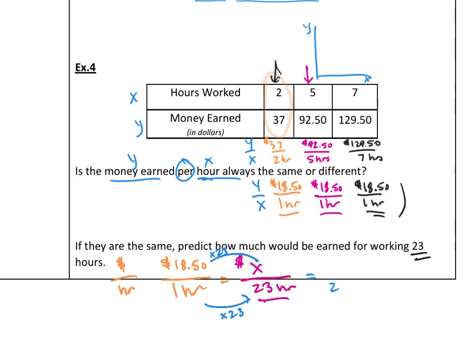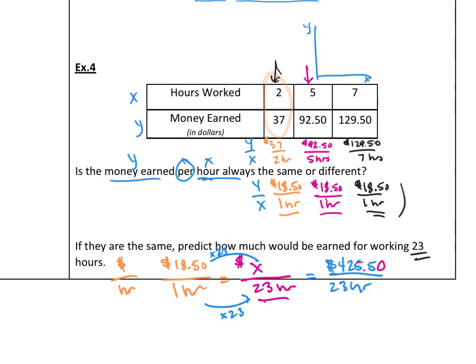And what you wind up with is that for 23 hours, you would get paid, you plug that into your calculator, $425.50. Now your calculator leaves that at 0.5, but remember, you're talking about 50 cents. So you got to put that 0 in there, okay? Because you got to round it to the nearest hundredth, right? And so your answer would be, we predict he would earn $425.50 for working 23 hours.